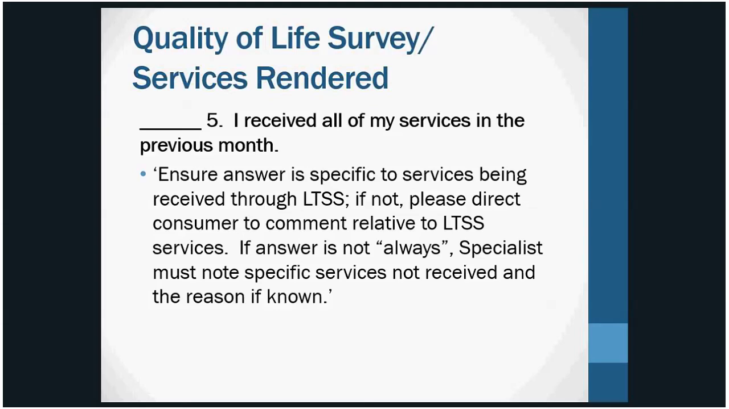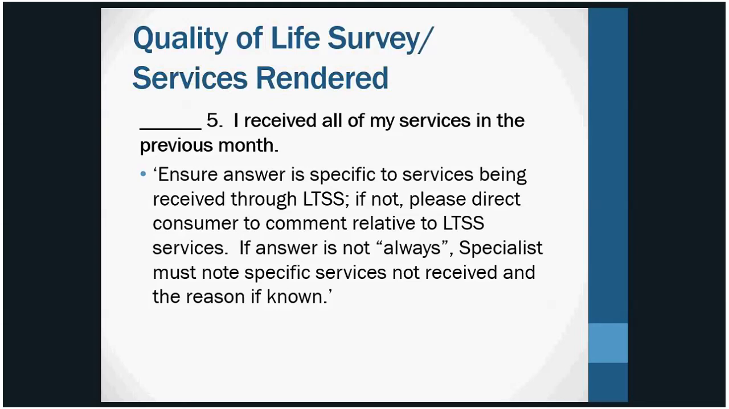So basically, in reviewing the sample that we had pulled for this quarter, we really identified that we hadn't provided enough guidance in our original policy. What we ran into is we had several survey responses where the consumer answered something other than always, so maybe sometimes, never, or some of the other options. But those answers, upon further follow-up with the specialist, weren't really related to the LTSS services. So what we did was we made an update to the SAMS quality of life survey just to remind staff of the follow-up requirements.